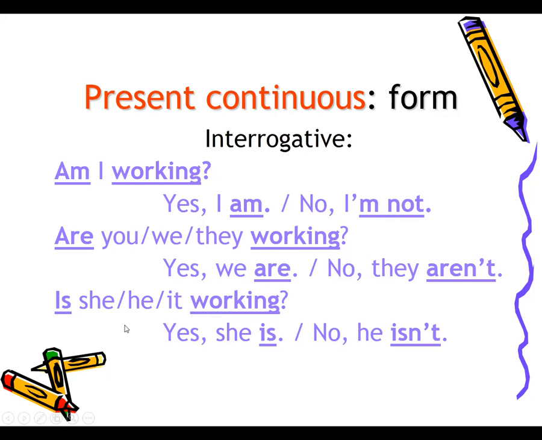Is she working? Is he working? And is it working? So is will be added with she, he, and it, okay, and with the ing form. Yes, she is. No, he isn't.